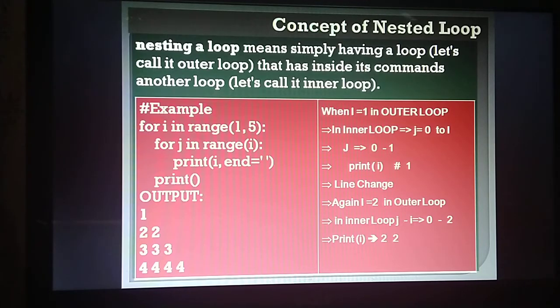Next, again the line changes, and the value of I becomes 3. The inner loop will run 3 times, 0 1 2. So the print statement will print the same value of I 3 times, that is 3 3 3. Next, the outer loop value becomes 4, and j will run 4 times, so 4 will print 4 times: 4 4 4 4. So this is the concept of nested loop: how the inner loop executes according to the value of the outer loop.